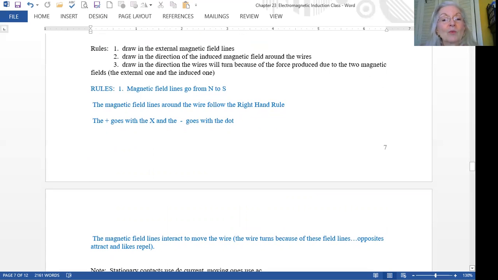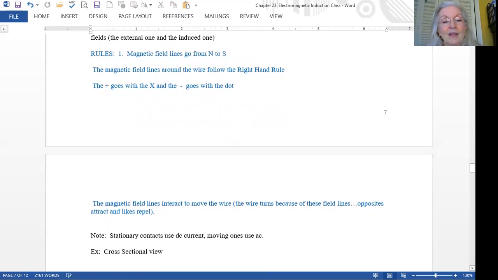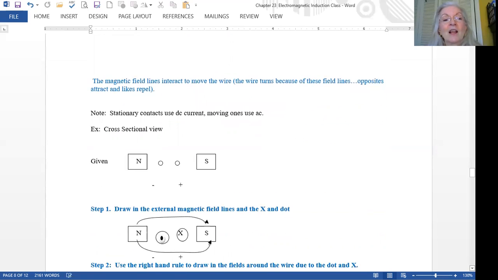All right, so the rules are magnetic field lines go from north to south. The magnetic field lines around the wire follow the right-hand rule, and plus will go with the X and minus will go with the dot. And the magnetic field lines interact to move our wire. So the magnetic field lines are the reason the wire turns. There's no trickery.